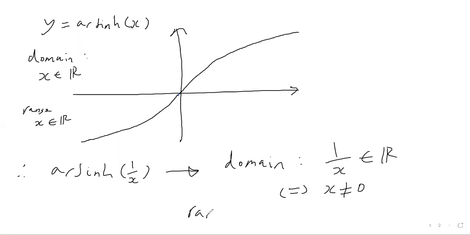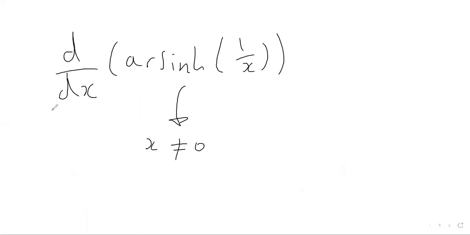And our range for this function is the same as over there. The arsinh function always has a range of the real numbers, regardless of what variable we put inside that arsinh function. So we know those two facts. Okay, so we can now go on and differentiate, which is what we want to do in this video.